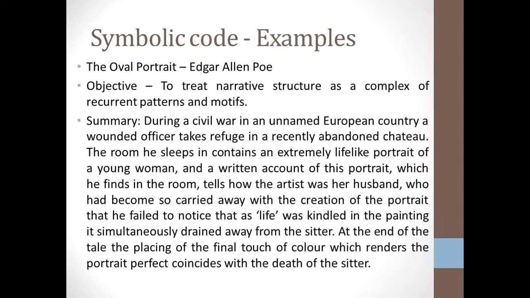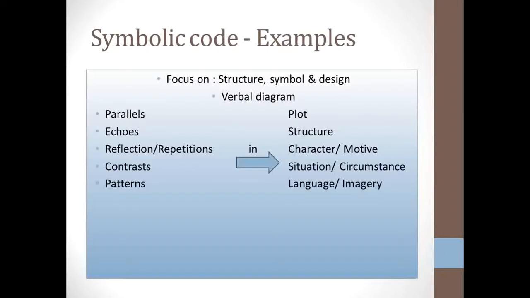And we looked into the summary of The Oval Portrait, and we saw what our main focus was. It was mainly on structure, symbol, and design, and we drew a verbal diagram. This verbal diagram is the courtesy of Peter Barry. Everything is courtesy. As I said earlier, I've been taking a lot of reference, in fact, the entire book of Peter Barry here.